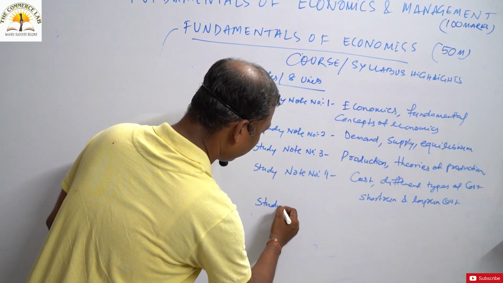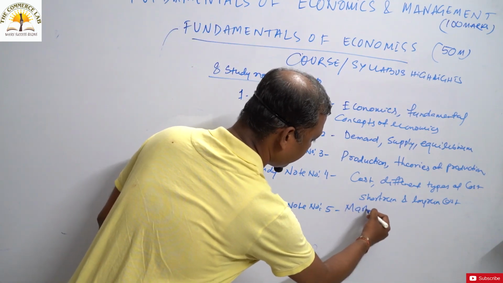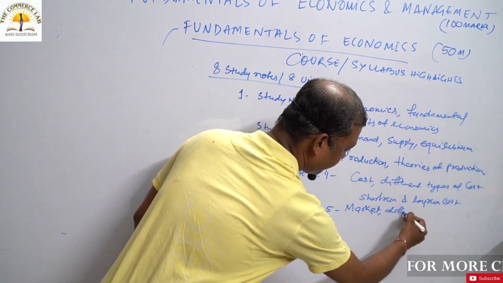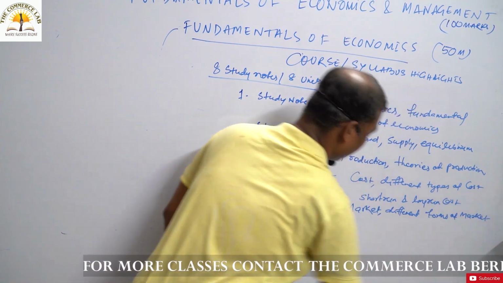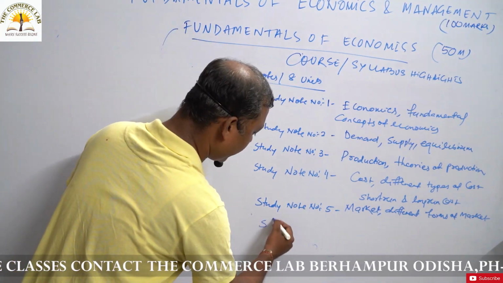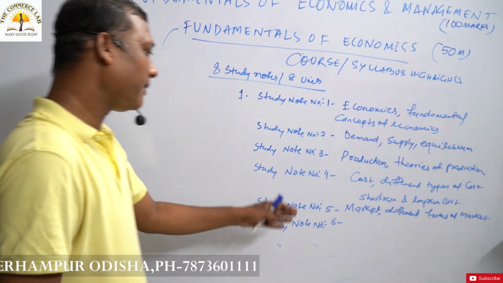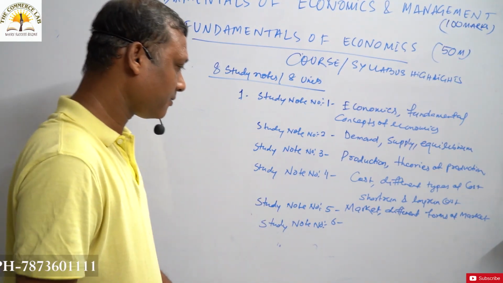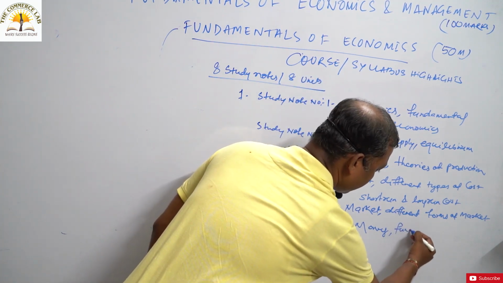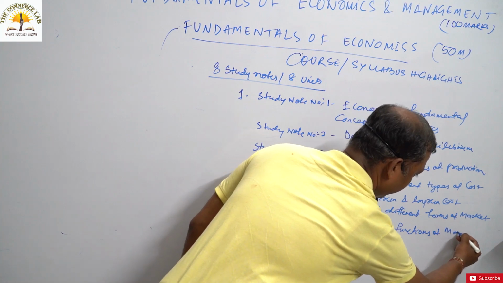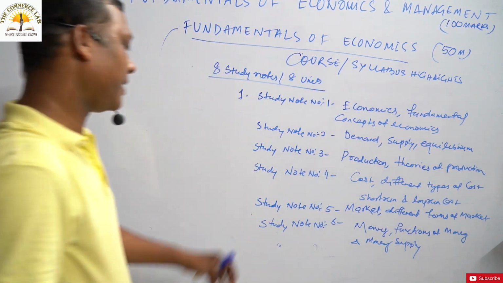Now, study note number 5 will be the chapter on markets, different forms of market. This is your study note number 5. Then study note number 6 will be the chapter of money, functions of money and money supply. It is your study note number 6.